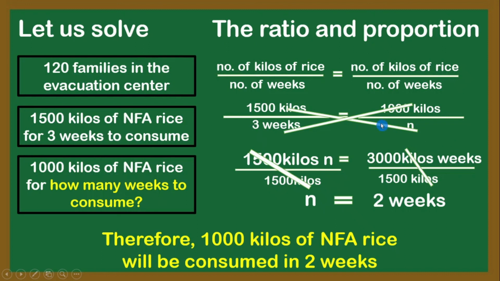So, this is a good example of a direct proportion. We see now that when 1,000 kilos is given to the 120 families, they will consume it in 2 weeks. Why? Because it is lesser than 1,500. So, bumaba yung kilos of rice, bumaba din yung number of weeks na pag-consume nila. At kung tataas yung kilos of rice, tataas din yung number of weeks. And this is called the direct proportion word problem.